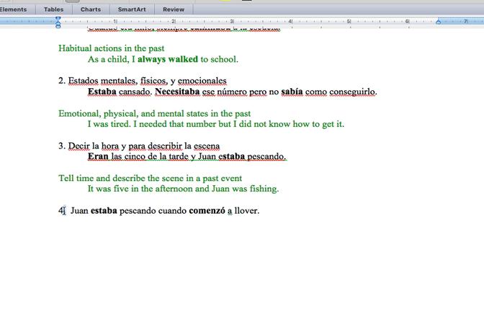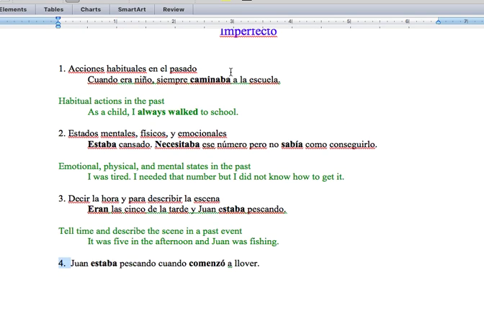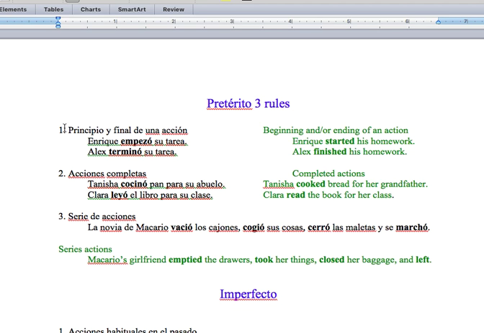And the fourth rule is a mixture of both the imperfect and the preterite. Here, for example, Juan estaba pescando cuando comenzó a llover. This is the imperfect: Juan was fishing, which is describing the scene and an ongoing action in the past, right? And then you have comenzó, which is like it started to rain, which is this one right here, the first rule, to describe the beginning of an action.